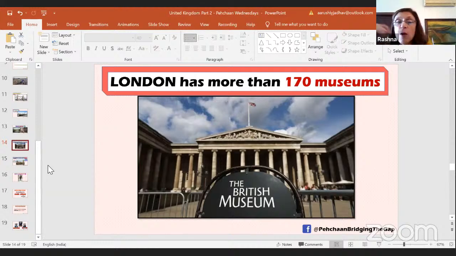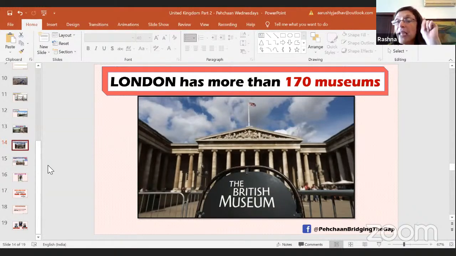So, more than 170, and the museum building I'm showing you here is the British Museum, which is again the main museum. It has things from all over the world, including beautiful things from India. I'm sorry, I don't have time, so I can't show you. I wish I had more time. Beautiful things from all over the world are there in the British Museum.